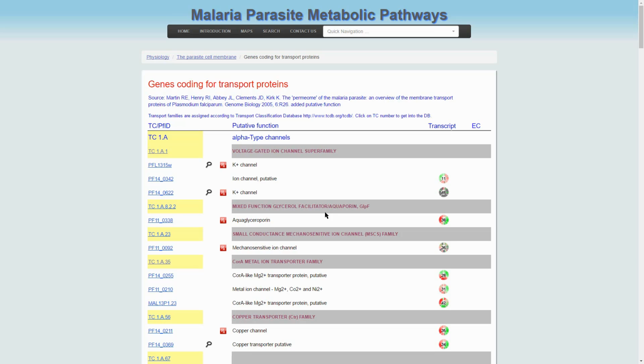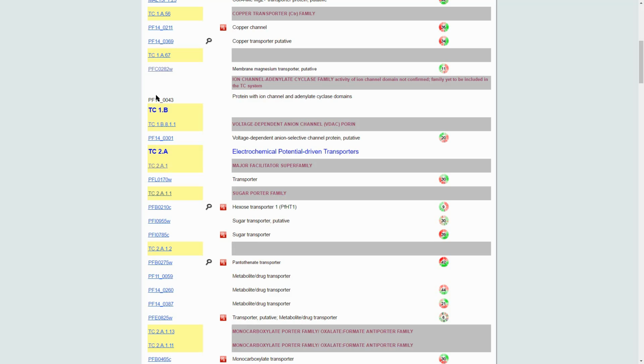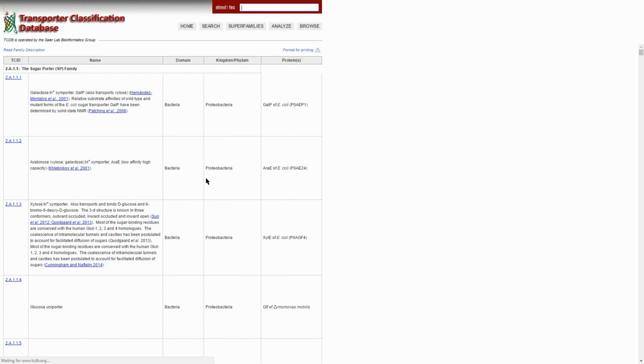Here we have a table of all the genes encoding for transport proteins. This table is also connected to the transport database. And here, for example, if we press on this link, we see a lot of information about the small conductance mechanosensitive ion channel. Here we have the family of sugar transporters, once again with a lot of information about the different transporters, importers, and so on.